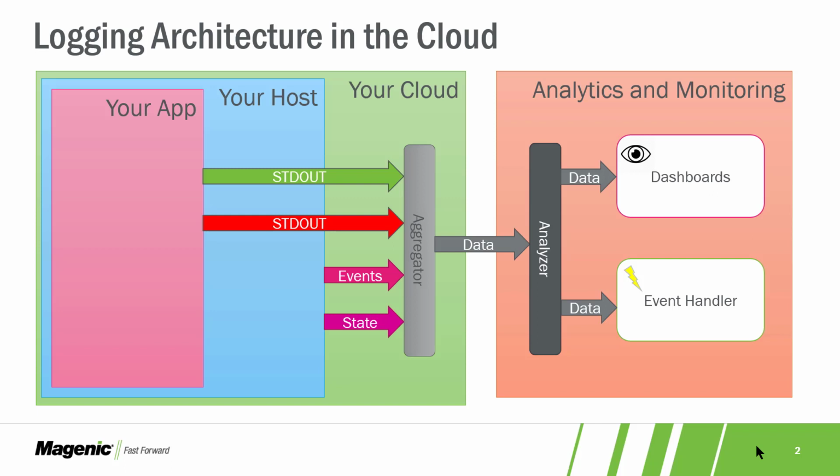So just a reminder about logging architecture in the cloud, right? We want your app to produce happy news on standard out and sad news on standard error. Your cloud host will have some sort of an aggregator. It varies from cloud to cloud, obviously, that will also capture events and state from your host. Those will roll in as data and will end up in some sort of analytics and monitoring platform, at which time you can elect to set up automation to start waking people up, for example, or inject a ticket into your ticketing system or whatever.